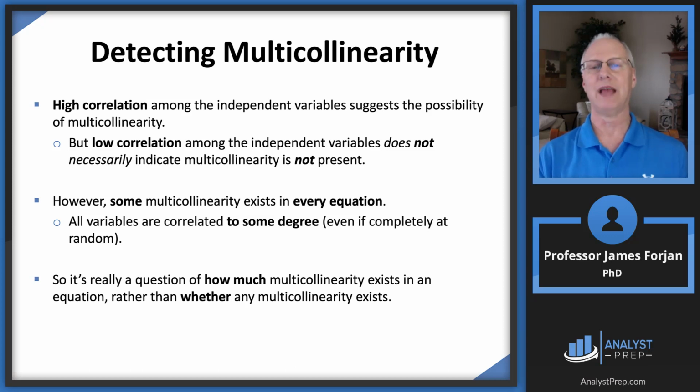However, the absence of high correlation or the presence of a low correlation doesn't necessarily mean that multicollinearity is not present. All right, so notice what I have in that second circle point. I said this just a few moments ago. All variables are correlated to some degree, even if completely at random. So it's a question not of how much multicollinearity exists, but really whether any multicollinearity exists.